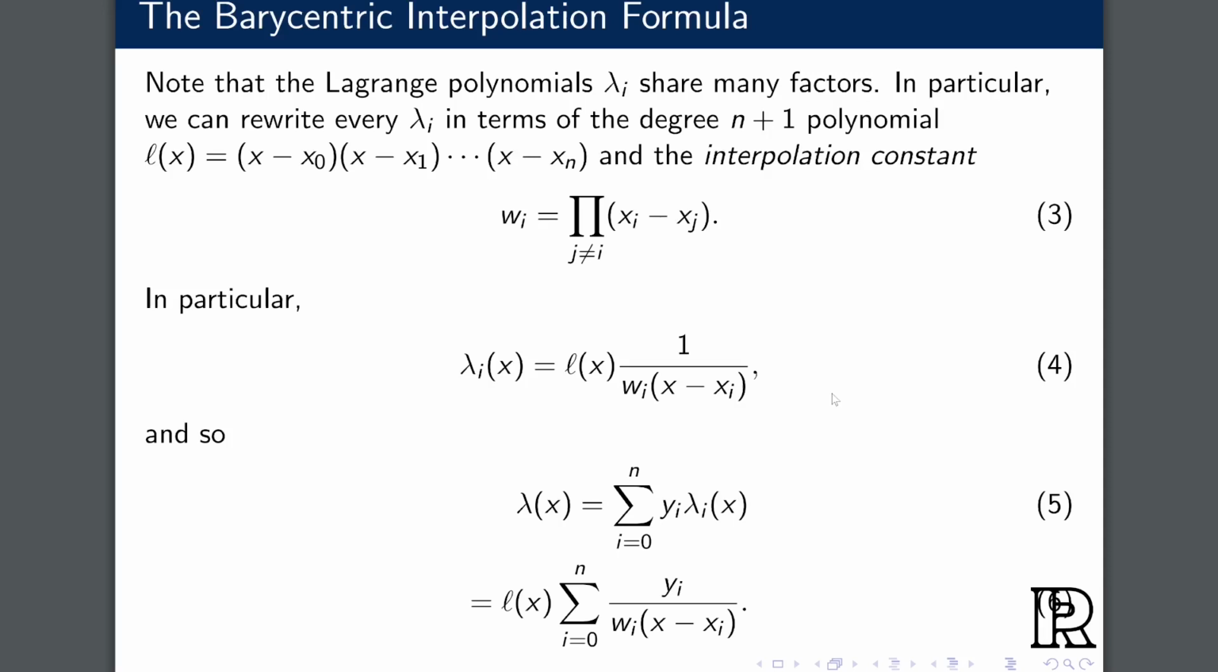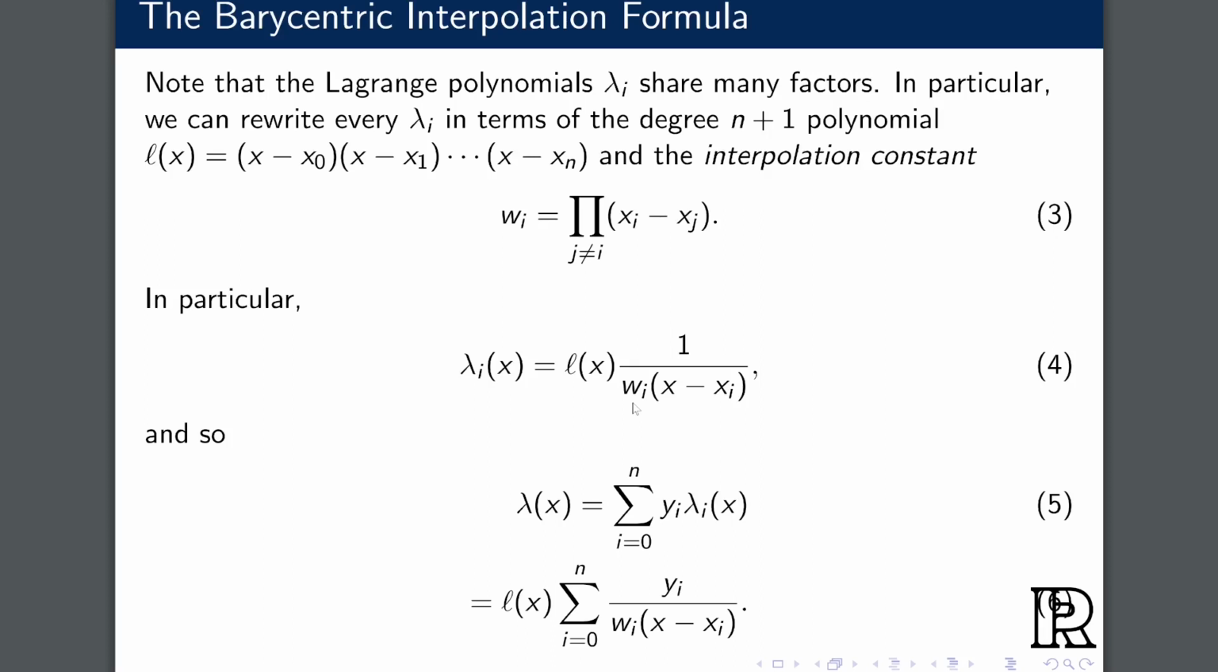So we can basically rewrite every single lambda i in terms of this new polynomial L and something I'm going to call the interpolation constant. Just doing a little bit of math and some factoring, we can write lambda i as this product, equation number 4, of L of x times 1 over this interpolation constant times x minus xi.